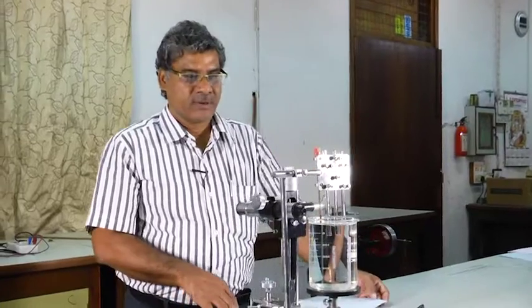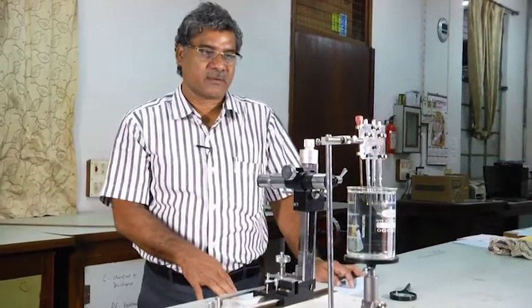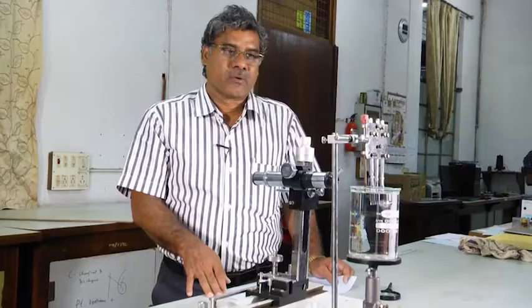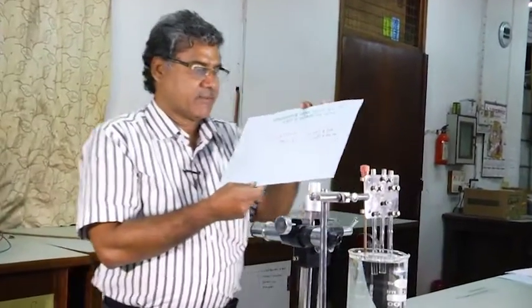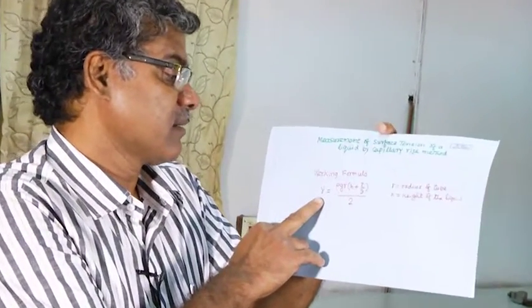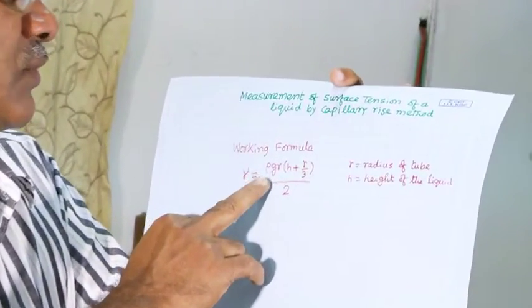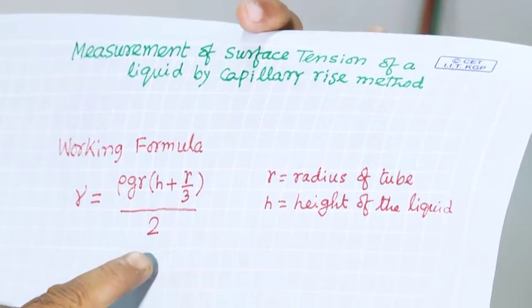So, this is the experimental setup for measuring the surface tension of a liquid by the capillary rise method. I have discussed the working formula of this experiment. So, what was the working formula? The surface tension gamma equals rho g r times (h plus r by 3), divided by 2.